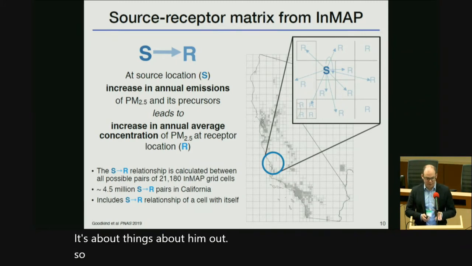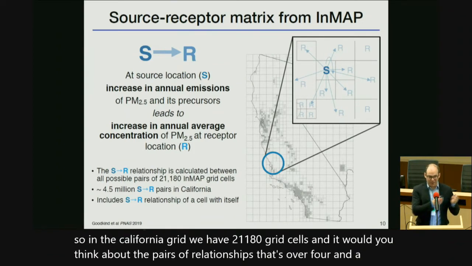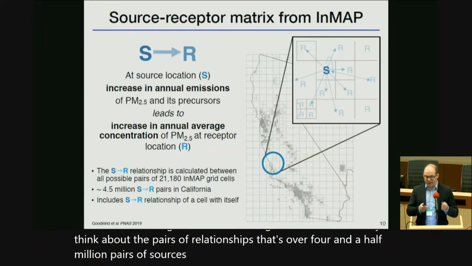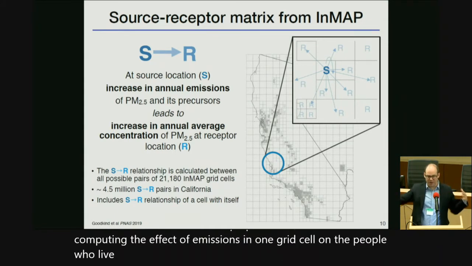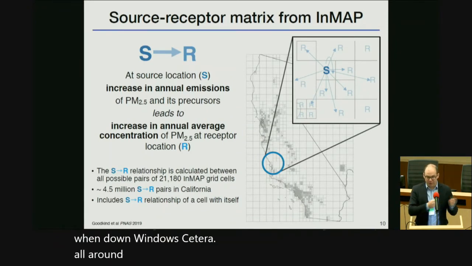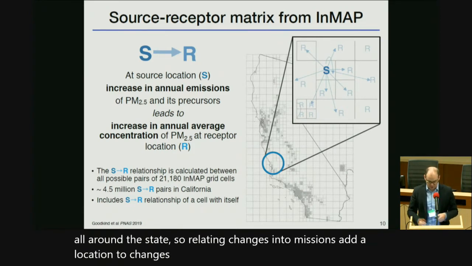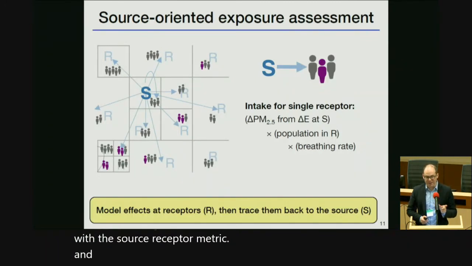So in the California grid, we have 21,180 grid cells. And when you think about the pairs of relationships, that's over 4.5 million pairs of sources and receptors. And because we care about local impacts, we're of course also computing the effect of emissions in one grid cell on the people who live in that grid cell itself, in addition to all the grid cells upwind, downwind, et cetera, all around the state. So we're relating changes in emissions at a location to changes in concentrations at all other locations with the source-receptor matrix. And then we can compute the intake for emissions at any one location.